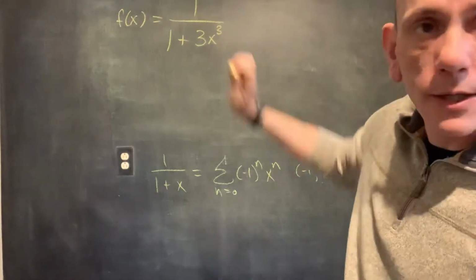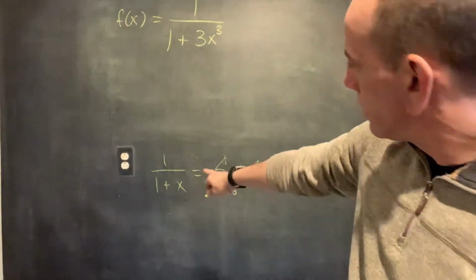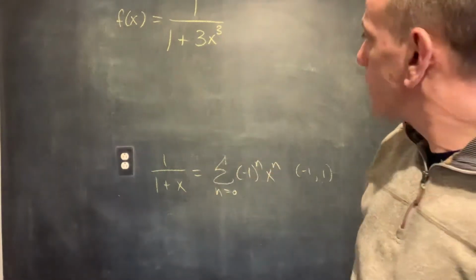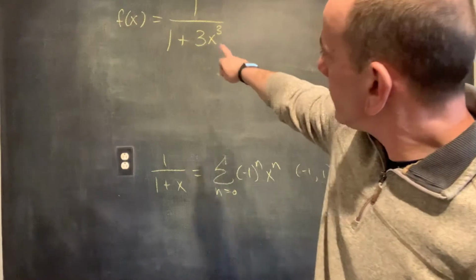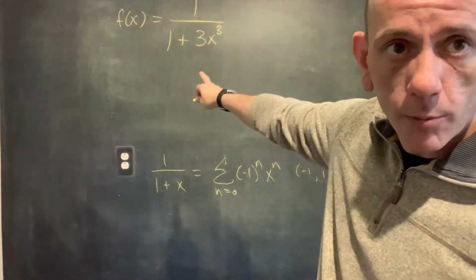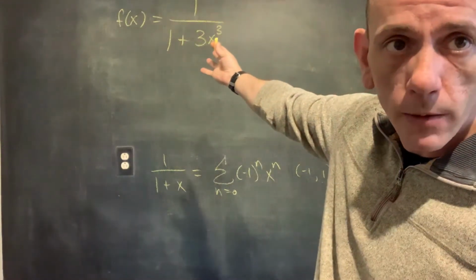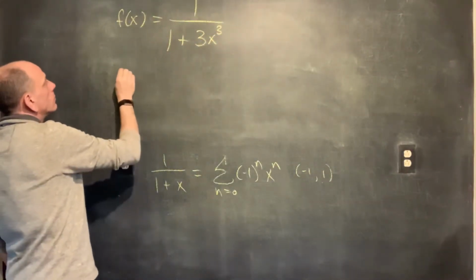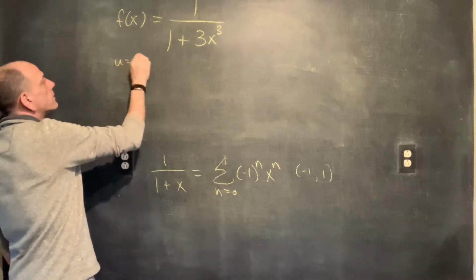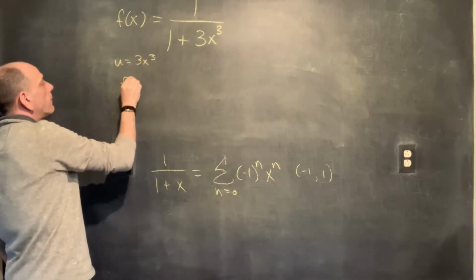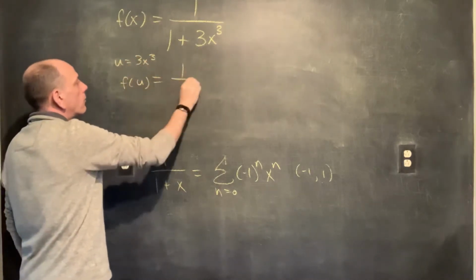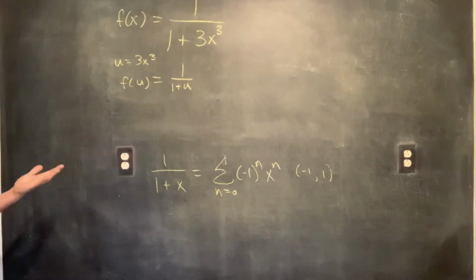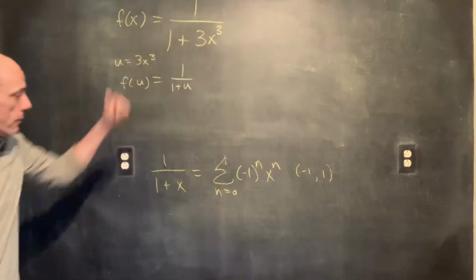But regardless, I look at this and I go, hey, that looks a lot like this structure, 1 over 1 plus x down here, right? I'm just evaluating f, 1 over 1 plus x, at 3x cubed, right? So if, let me write it this way, if u is 3x cubed, then f of u is 1 over 1 plus u, right? So I've got the same structure. It's just that I'm evaluating at 3x cubed.